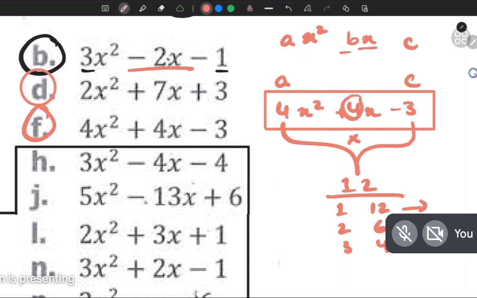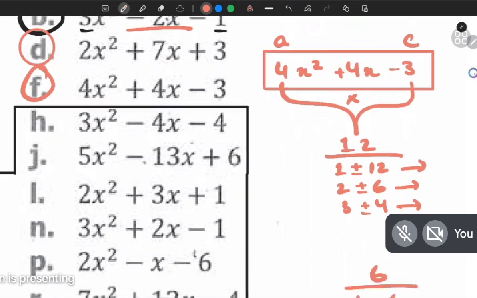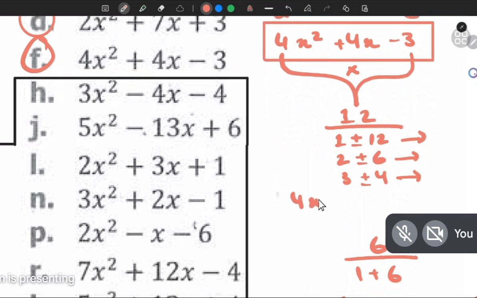B, the value is 4, right? So which one of these can give you 4 when added or subtracted? 2 and 6, right? So you've got 4x square. Now you want 4x. So what are you going to do with 2 and 6?